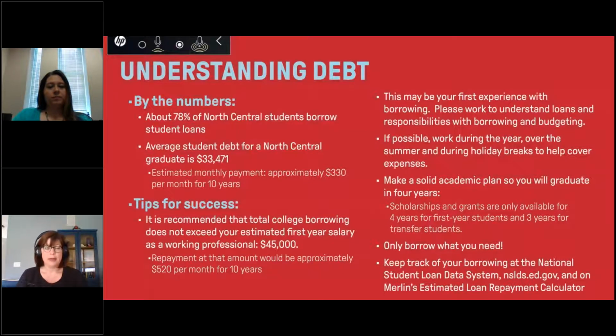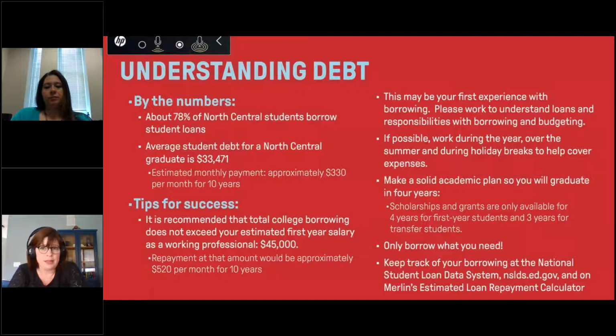Understanding debt. Again, this is probably many of your first experiences with taking a loan in your own name. With that comes a responsibility of knowing what you're signing up for. So at North Central, about 78% of our students borrow student loans. And the average student debt for a North Central graduate is about $33,000. At $33,000, that would make your estimated monthly repayment about $330 a month for 10 years.